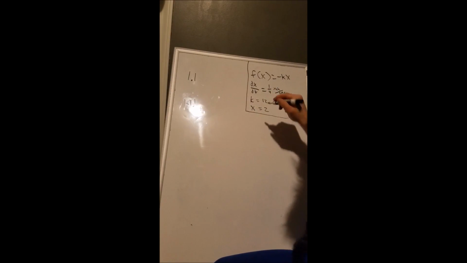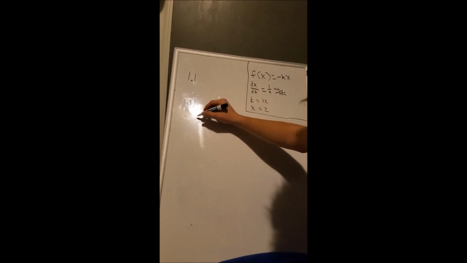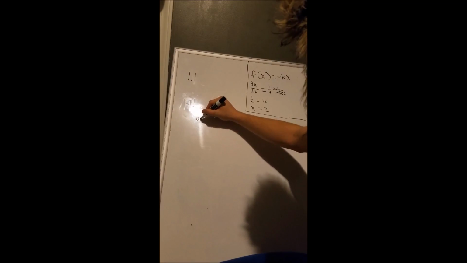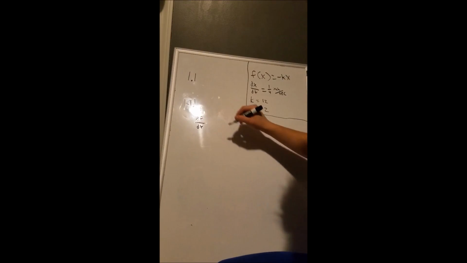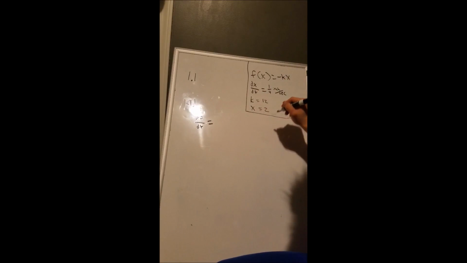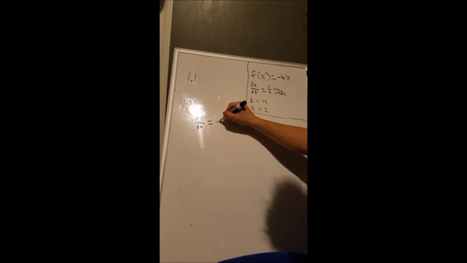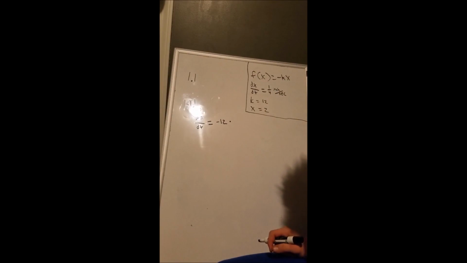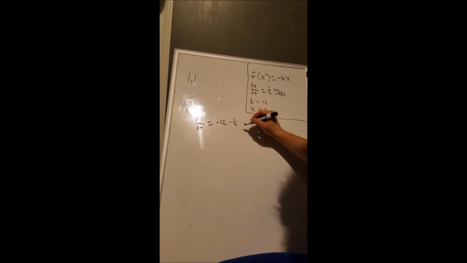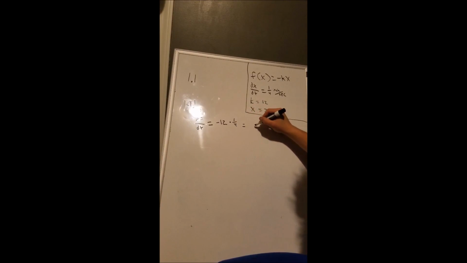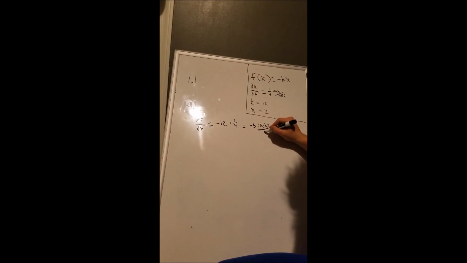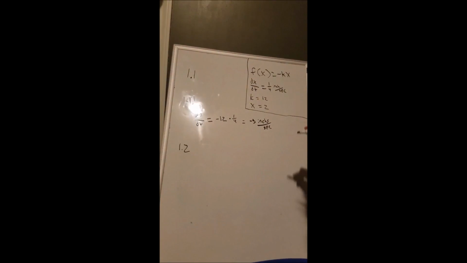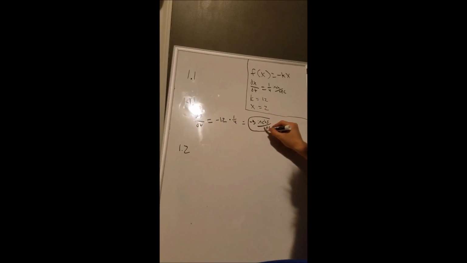So we can do our original equation. So f of x, to find the derivative of f of x, we do df dt is equal to negative kx, and for k we can do 12, so we'll say negative 12 times dx dt, which is 1/4, and that is equal to, so the df dt for A is negative 3 inches per second. That concludes our answer for 1.1.